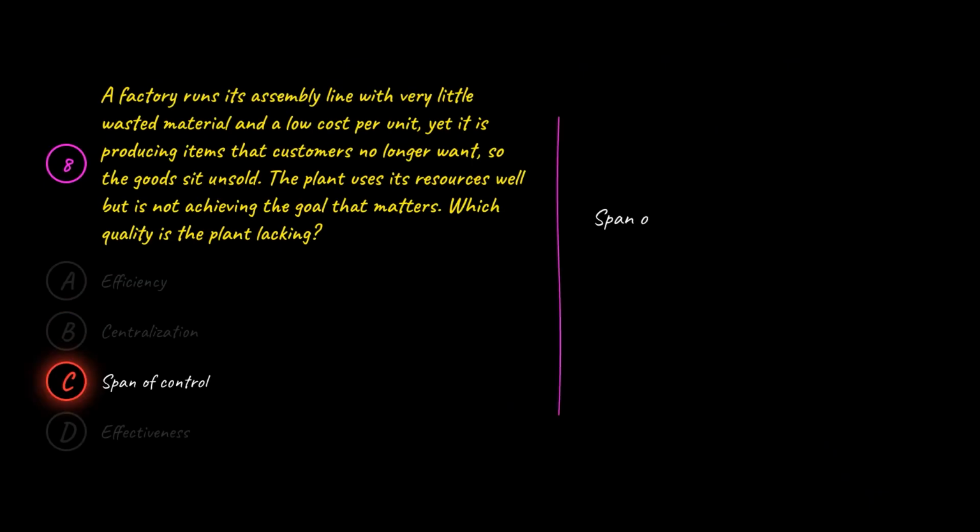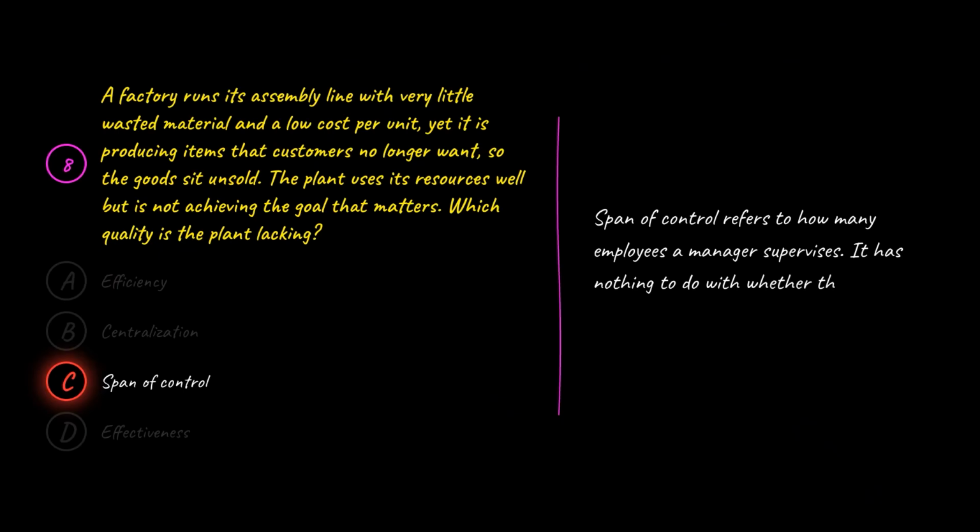C is wrong because span of control refers to how many employees a manager supervises. It has nothing to do with whether the plant is producing the right product.